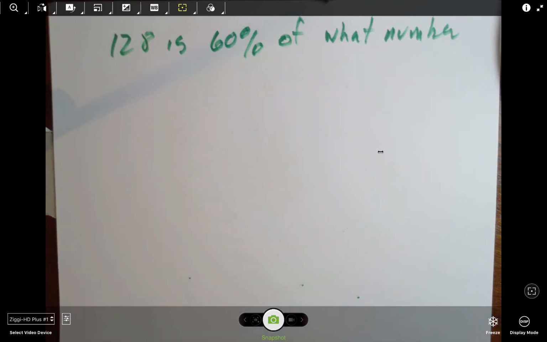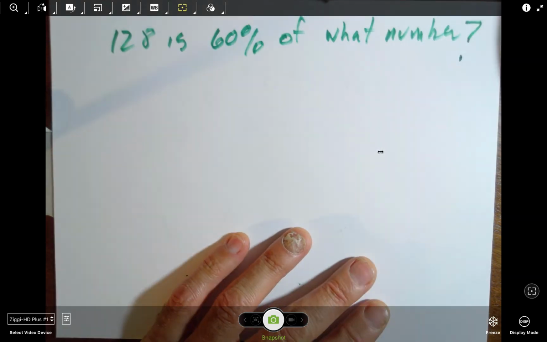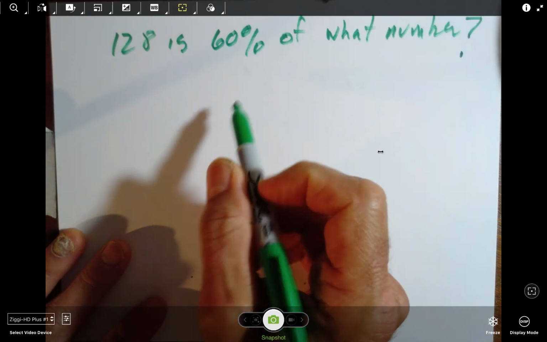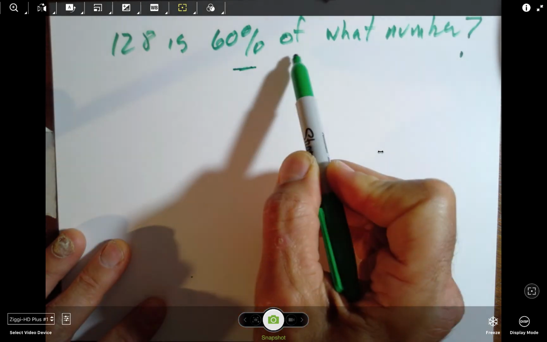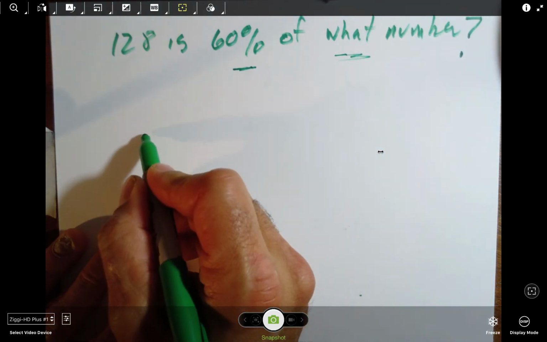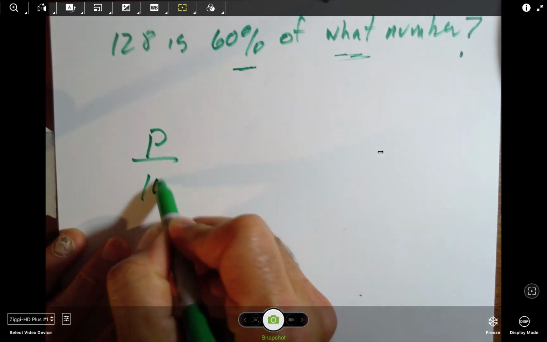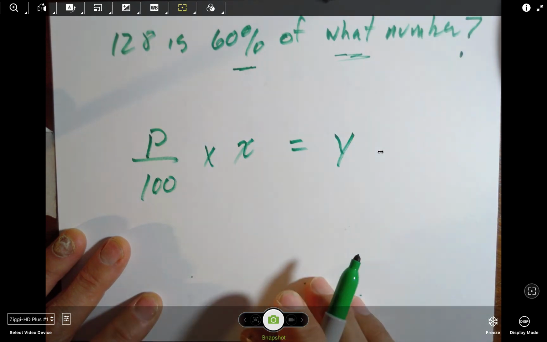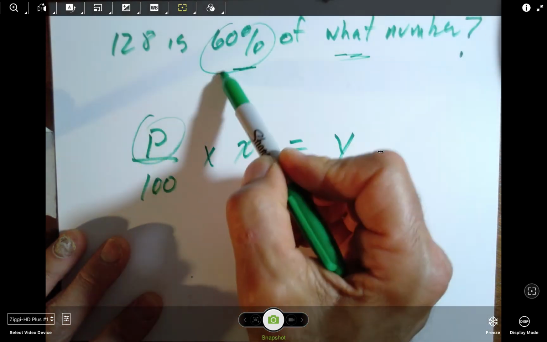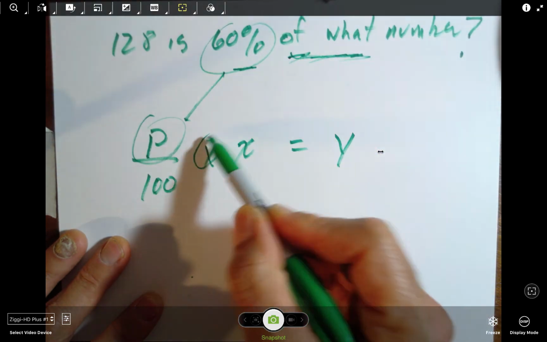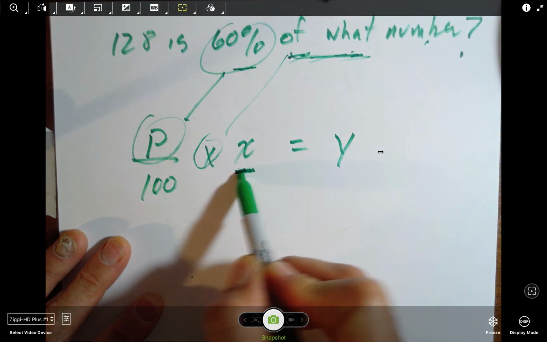Here's another example. 128 is 60% of what number? Okay, so 128 equals 60% of what number? So the 60% is given. Using our form, p over 100 times some number is some other number. The p is given because that's the percent. The of is the multiply. What number? We don't know the number.